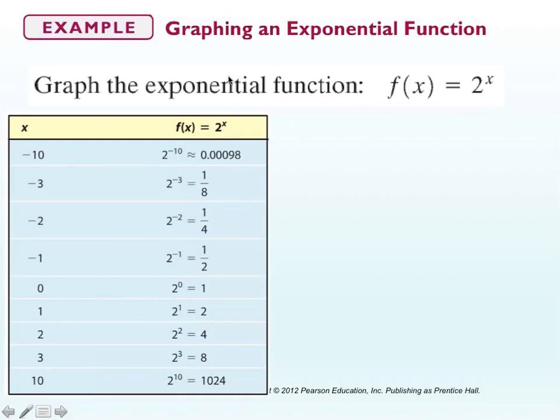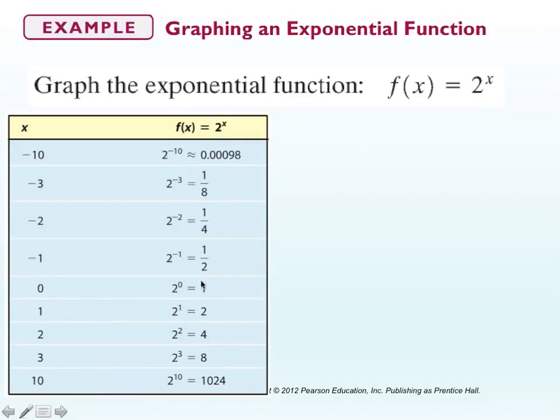Okay, let's do an example here where we have to graph an exponential function, so you can start to see what these exponential functions actually look like. So if we have f of x equals 2 to the x, if we plug some values in, if you do in your calculator 2 to the negative 10 power, you're going to get a number very, very close to 0. 2 to the negative third power is going to be 1/8, still pretty small. 2 to the negative second power is going to be 1/4. 2 to the negative first power is going to be 1/2.